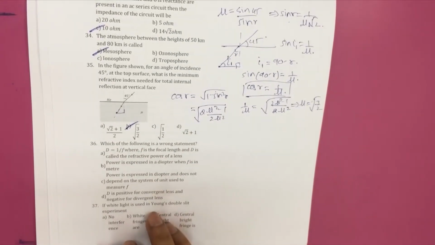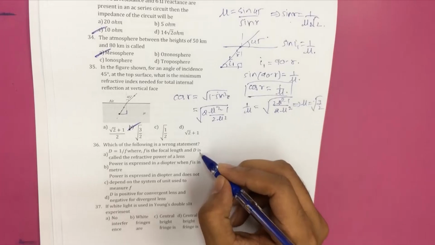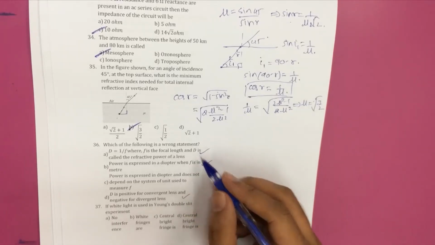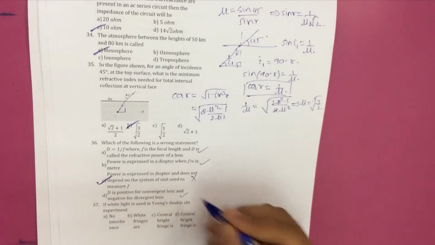Question 36. Which of the following is a wrong statement? Option A, D equals 1 by F, where F is the focal length and D is called the refractive power of a lens. Option B, power is expressed in diopter, where F is in meter. Option C, power is expressed in diopter and does not depend on the system of unit used to measure F. Option D, D is positive for convergent lens and negative for divergent lens. So here actually your option A, B and D are correct. That is, they are right statements. Option C is the wrong statement. That means correct answer would be option C.